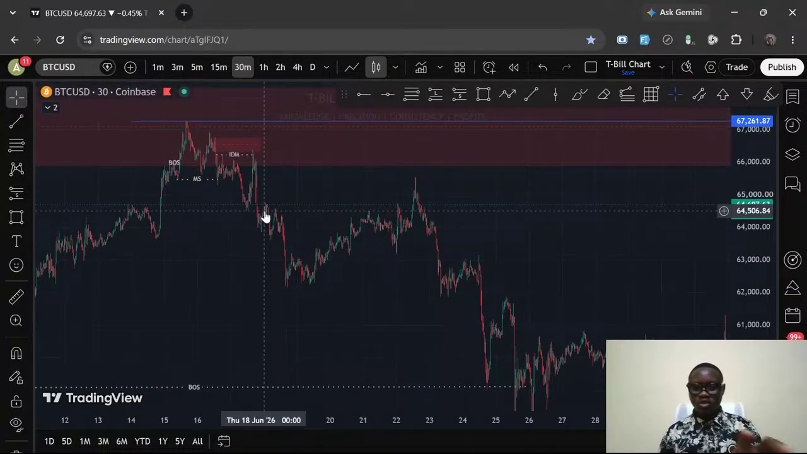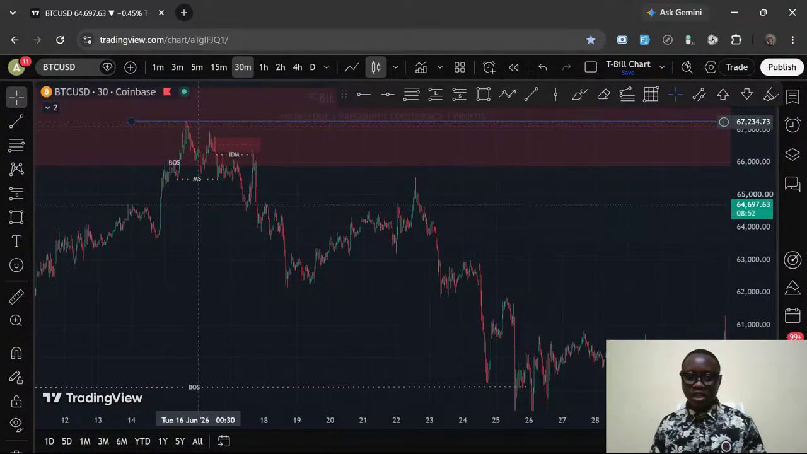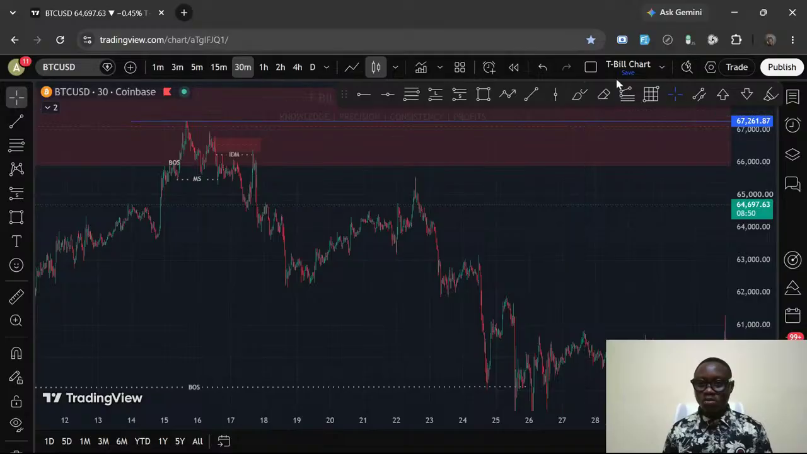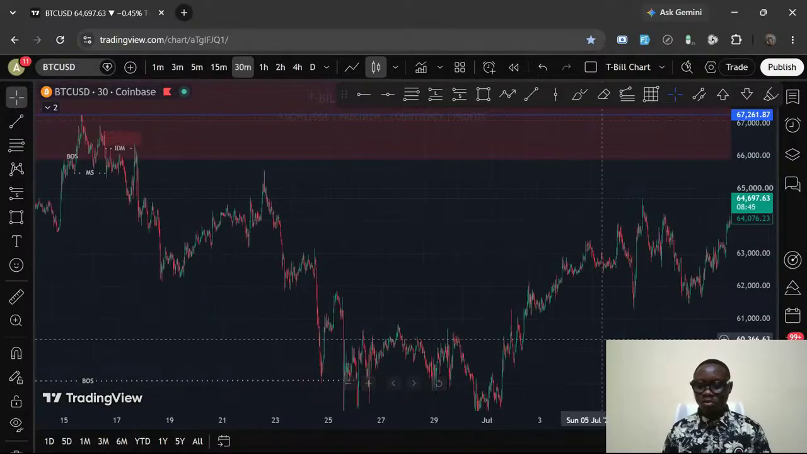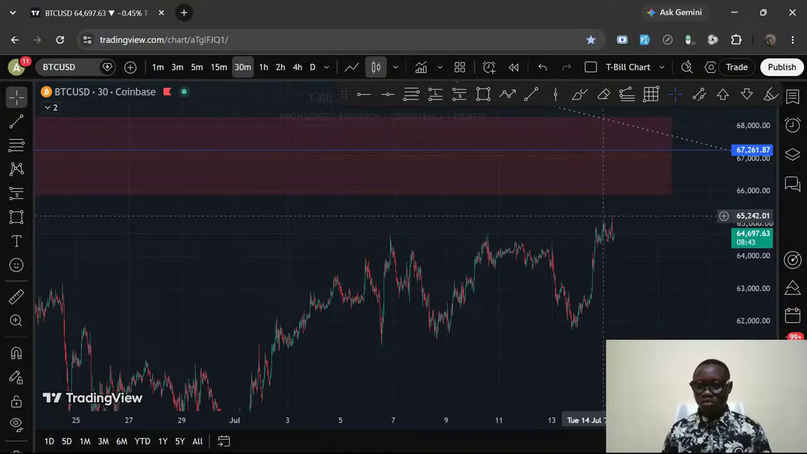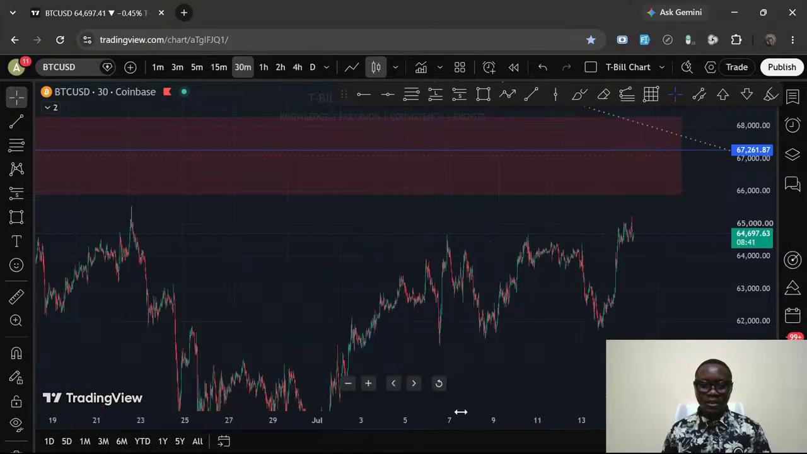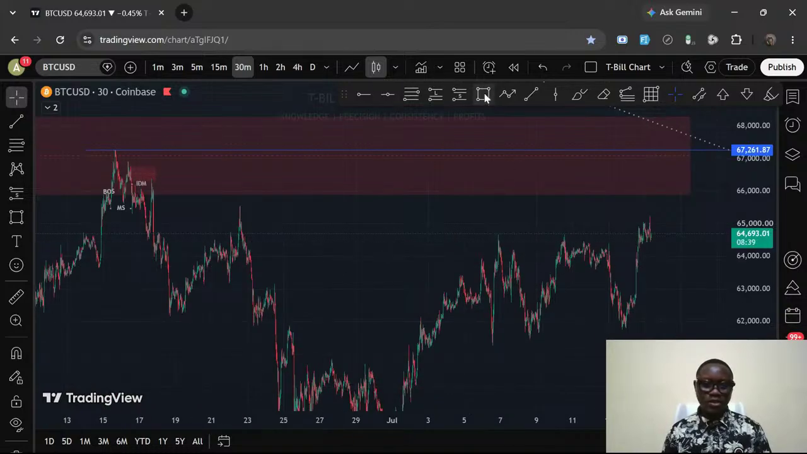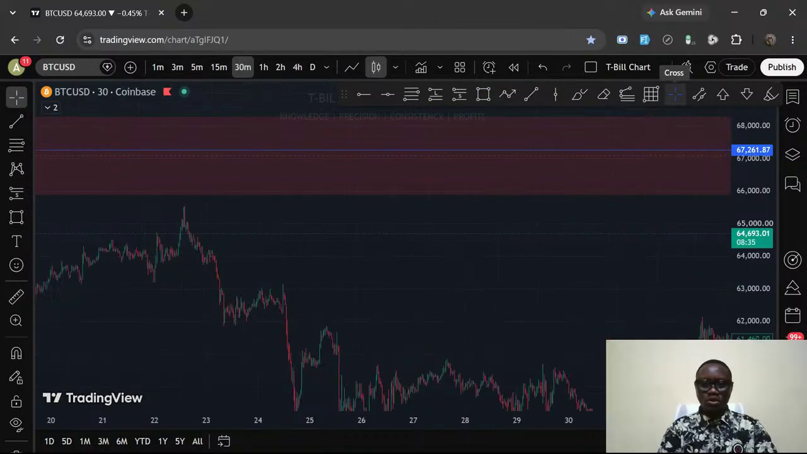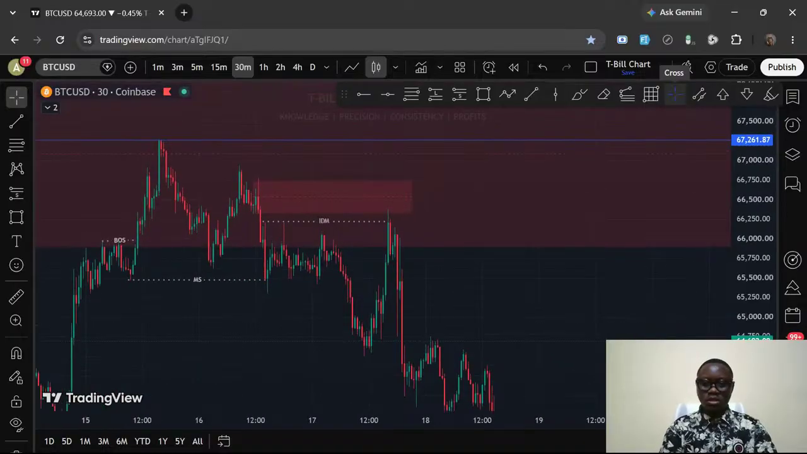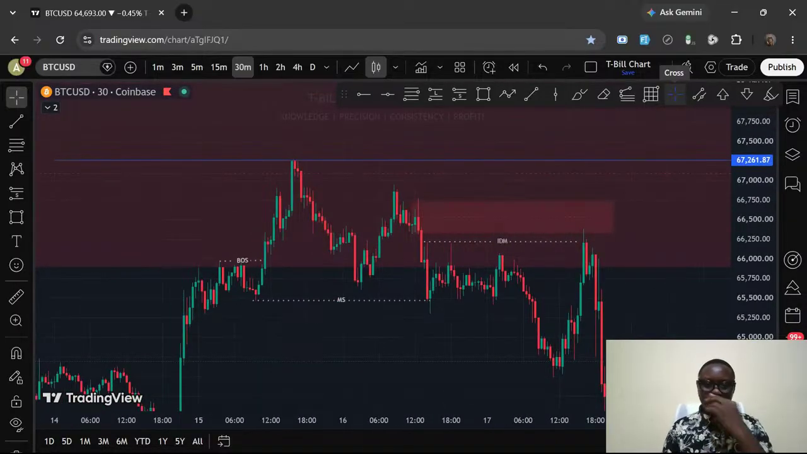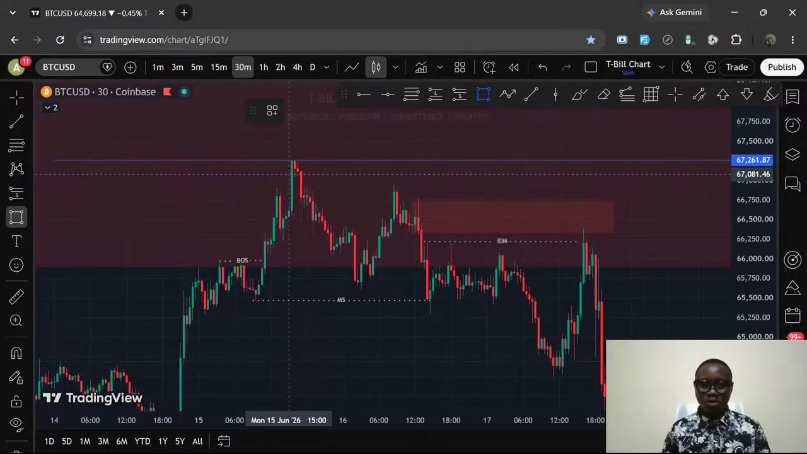Okay, I just wanted to know if there's any other zones right here that is unmitigated. Because I can see price pushed all the way up to this price level. And if you look at this, there is a zone right here. Let me zoom in again. I'll zoom out. All right, so this is it. There is an unmitigated order block zone right here.